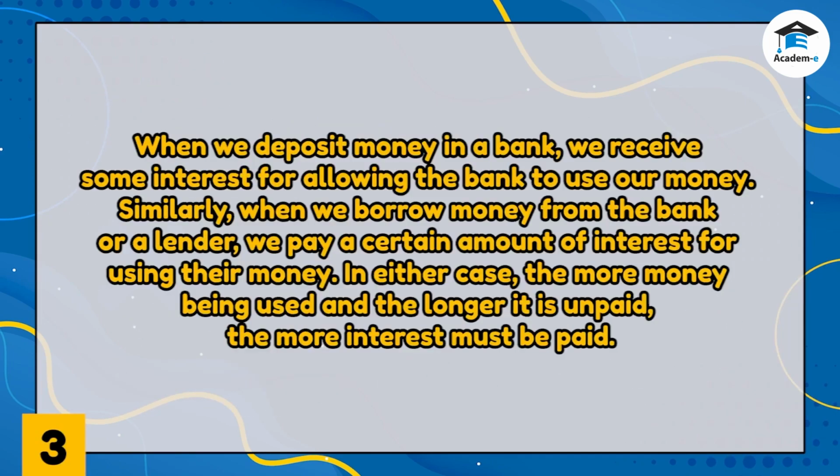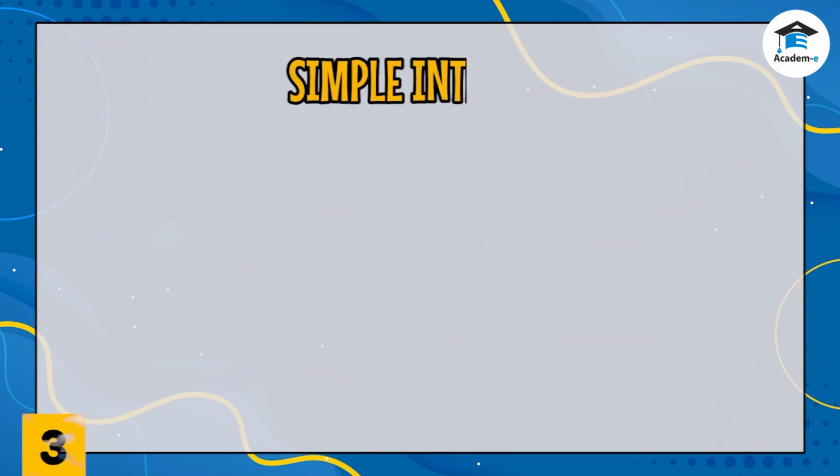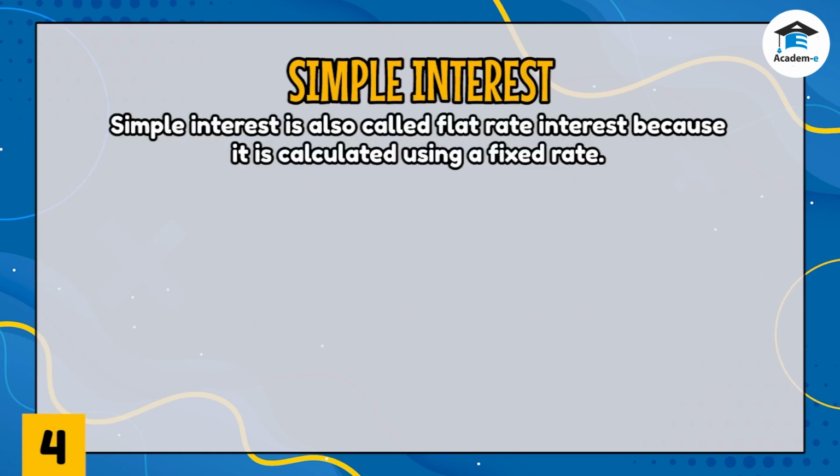When we deposit money in a bank, we receive some interest for allowing the bank to use our money. Similarly, when we borrow money from the bank or a lender, we pay a certain amount of interest for using their money. In either case, the more money being used and the longer it is unpaid, the more interest must be paid. Simple interest. Simple interest is also called flat rate interest because it is calculated using a fixed rate.